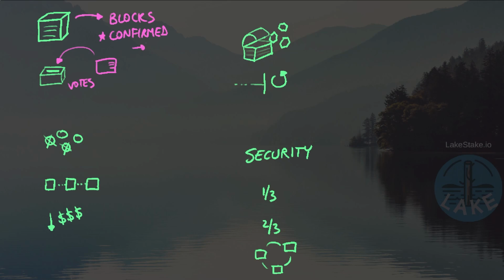We're trying to obtain a supermajority, so we want 2/3 of the total network, and that is by stake, to confirm that a block is good. And at that point, we say the block is confirmed and those transactions are officially on the blockchain.